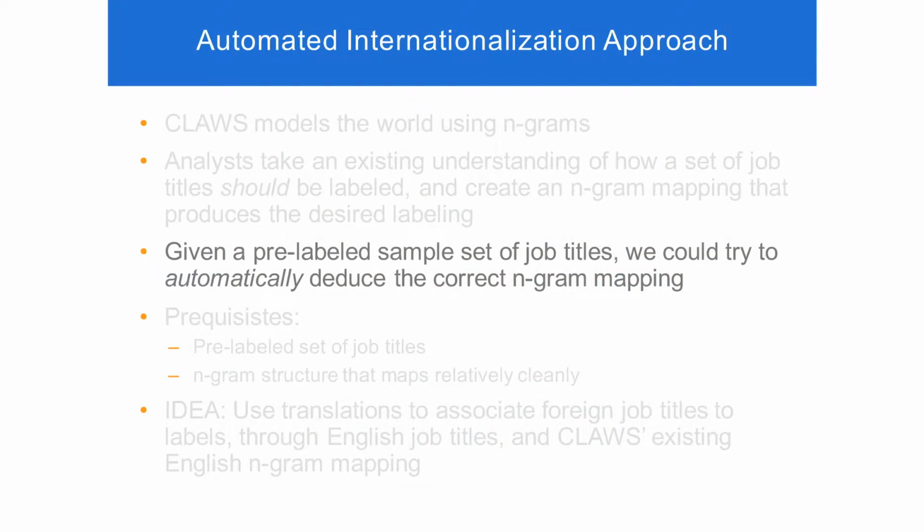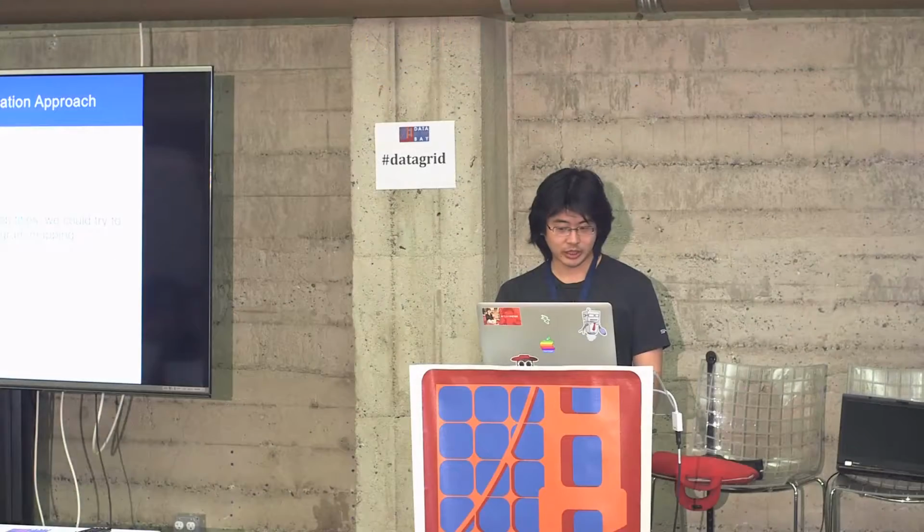Going back to the previous slide, the key step in this is how do we do the automatic n-gram deduction? How will n-gram deduction actually work?